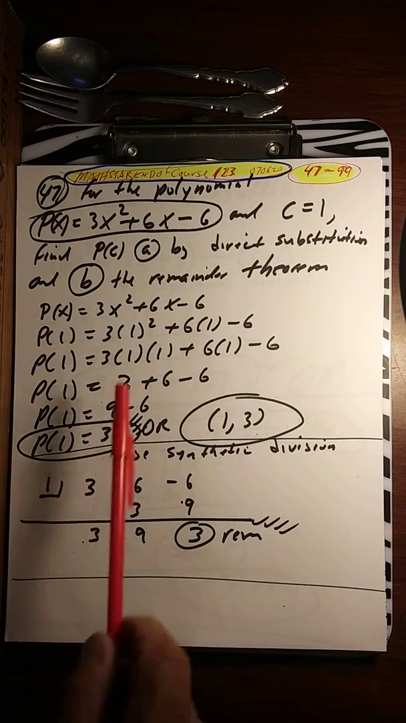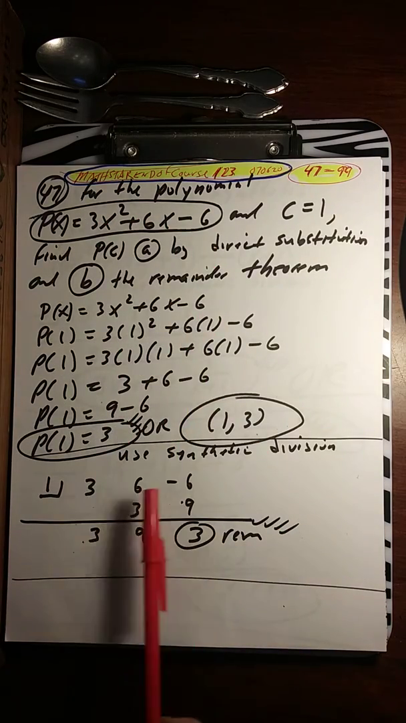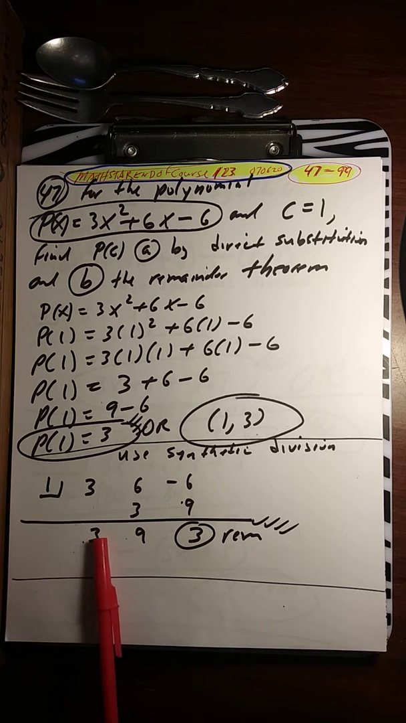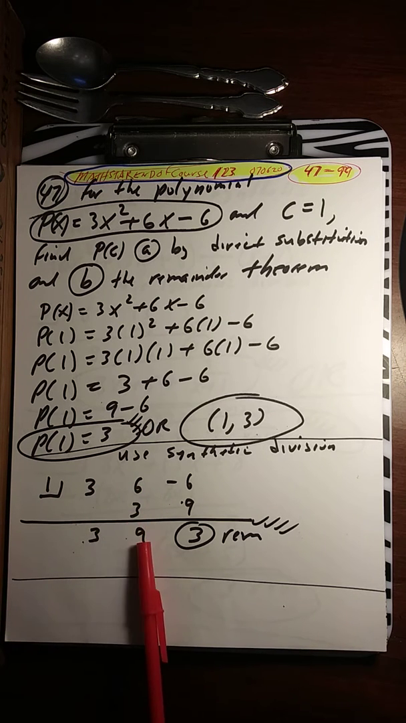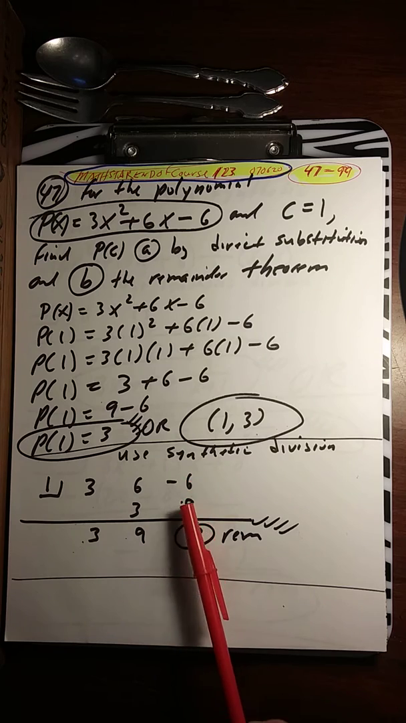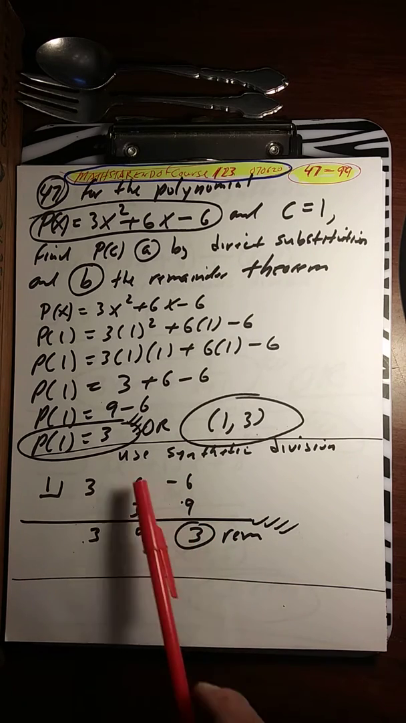Again, put the numbers in there. Those three numbers right there. Bring the 1 down. The 3 down. 1 times 3 is 3. 6 and 3 is 9. And 9 up here. And that's going to be 3. Remainder is 3. So that's the answer.